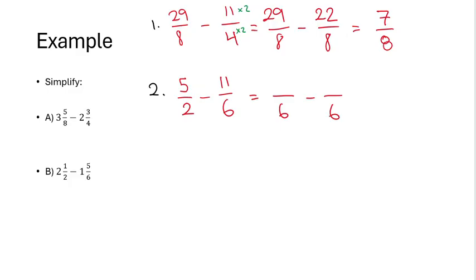Now just carry on like normal. I know that the LCD is going to be 6. So with my first fraction, I'm going to multiply by 3 to both numerator and denominator. And this is my equivalent fraction for my first one. And now I'm going to write it like this. And since the denominators are the same, I can just go 15 minus 11, which is 4 over 6.